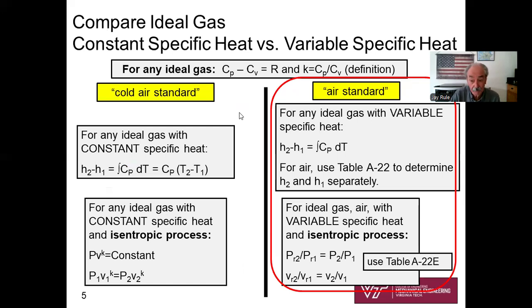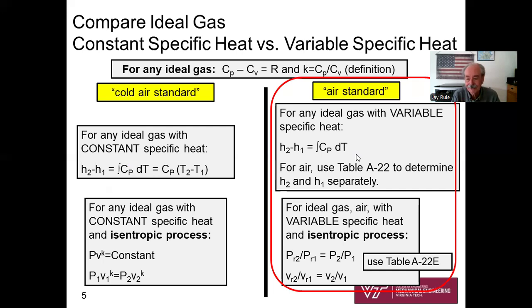Okay, so as a reminder for ideal gases, Cp minus Cv equals R for all ideal gases. For our air standard model, H2 minus H1 is the integral of Cp dT. Now, Cp is a variable, so that means that we cannot use Cp delta T. That would be only for constant specific heat. So for our properties, we're going to be going to table A22 to determine things like enthalpy, such as H2 and H1, separately.